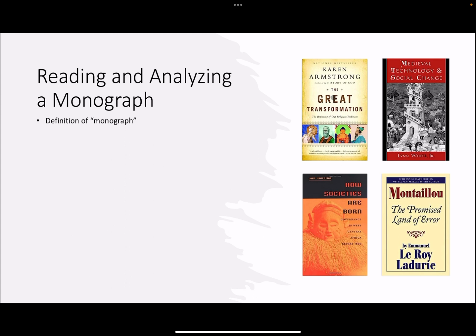In other words, it's not just a kind of summary of things, what we call a synthetic work, something like a textbook. A textbook is not a monograph. A monograph is a focused study that tries to make an original claim of some kind, okay? And so we have to evaluate monographs on that basis. We have to recognize what they're doing.